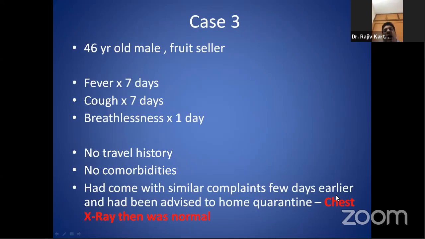Bharat to discuss this. This is a 46-year-old male, a fruit seller, who was unwell for 7 days with fevers and cough and worsened for a day and came in with worsening breathlessness. Again, no travel history, no comorbidities. He had been to a couple of smaller hospitals with similar complaints a few days earlier. He was advised home quarantine and had also had a chest X-ray, which was normal.